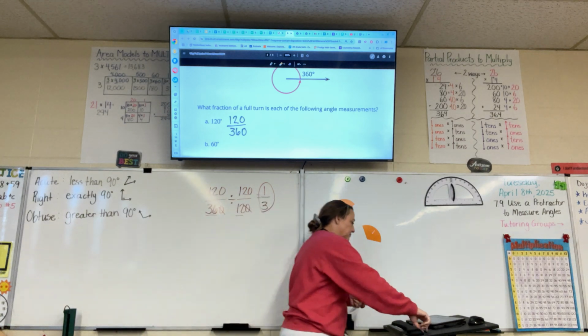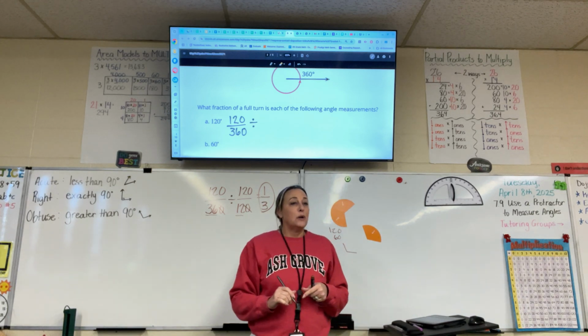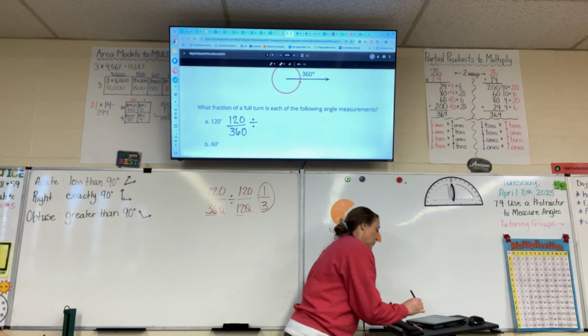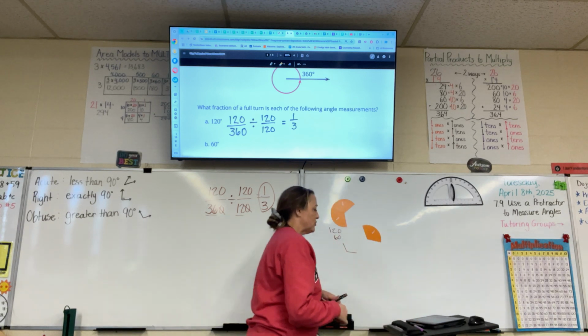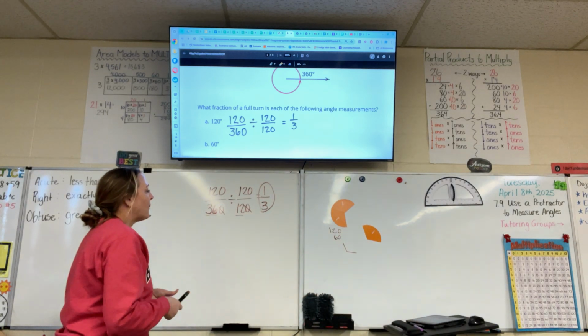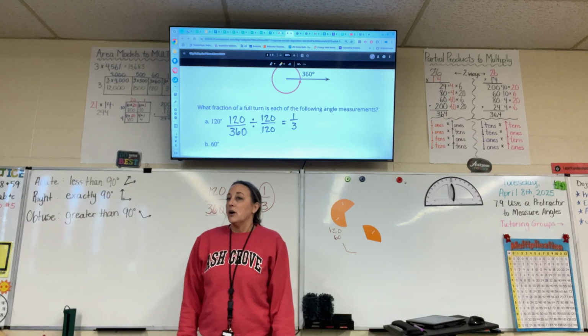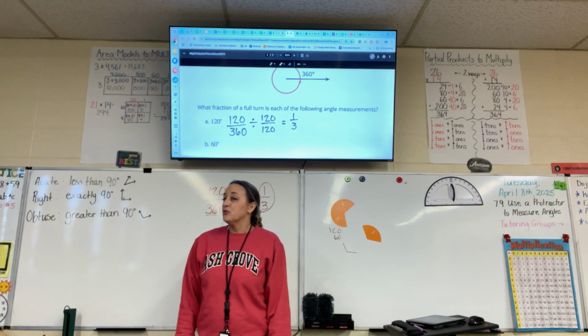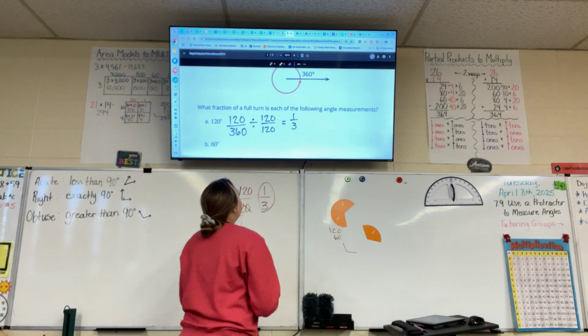So that means that if a ray travels 120 degrees, it's traveled 1/3 of a circle. So write this down as well. If we divide both sides by 120, we get 1/3. That means in a circle, there are 3 120-degree angles. Make exactly a circle.